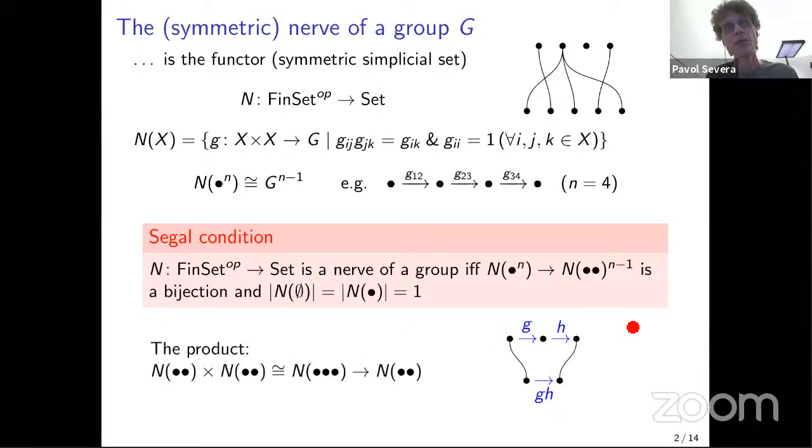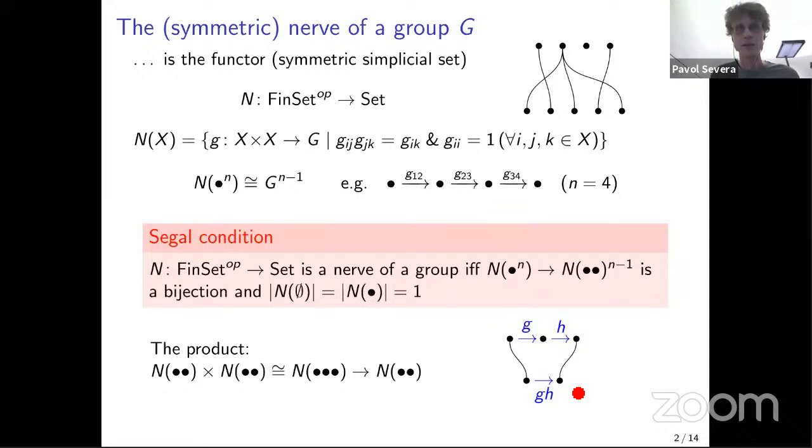And if you have a nerve, then it's easy to get back the corresponding group. What is the group? The group is just N of 2 dots. And we can get the product on the group using this kind of picture. So let's say we take this N of 3 dots, that's what's drawn here, which using the Segal condition is now identified with group times group. Then we use this morphism, and by functoriality we get a map going from here to there, and that's the product in our group. It's just what's drawn here. So going straight from here to there corresponds to taking g times h.